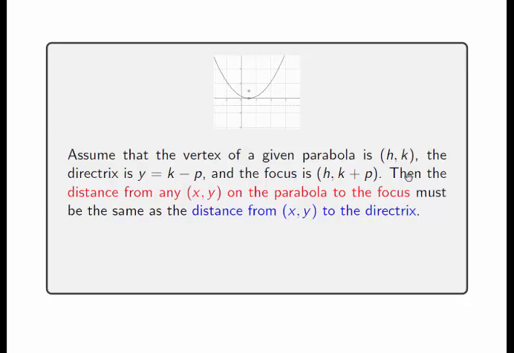Now, from this class we worked with the distance formula. We know how to find the distance between 2 points. So my next statement: the distance from any ordered pair on the parabola to the focus, which recall is the point h comma k plus p, must be the same as the distance from any point on the parabola x comma y to the directrix.